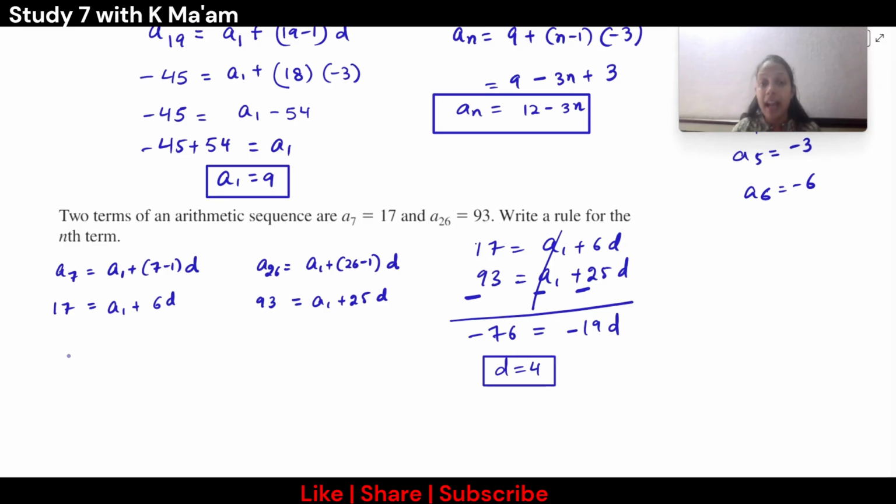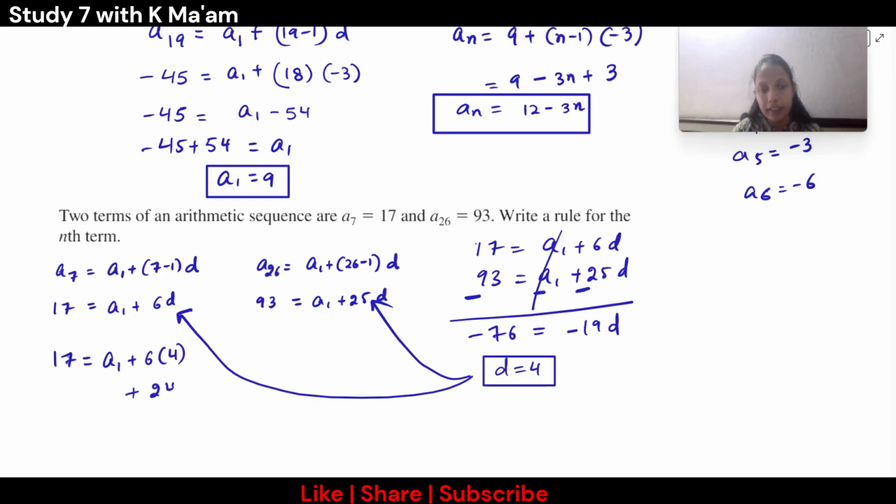D is 4. As you get d as 4, substitute the d value. Either you can substitute d here or here to get the value of a. 17 equals a1 plus 6 times d, and d is 4. It's 24. 17 equals a1 plus 24. So subtract 24, and you will get negative 7. A1 is negative 7.